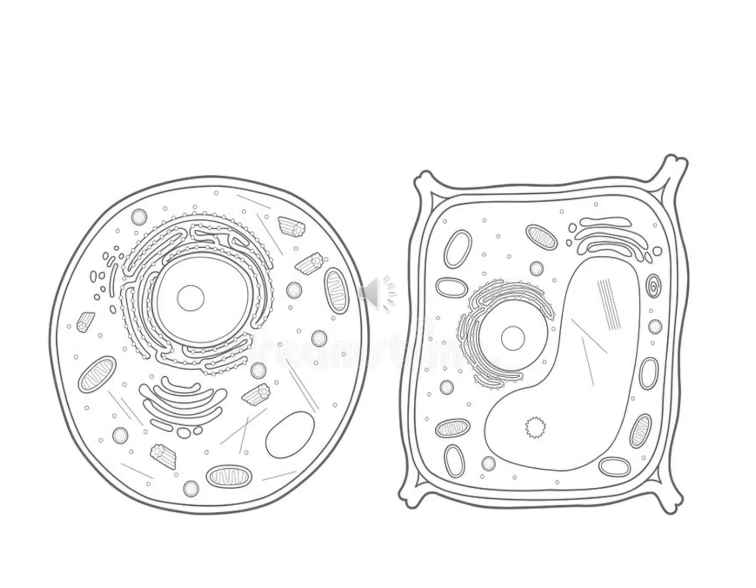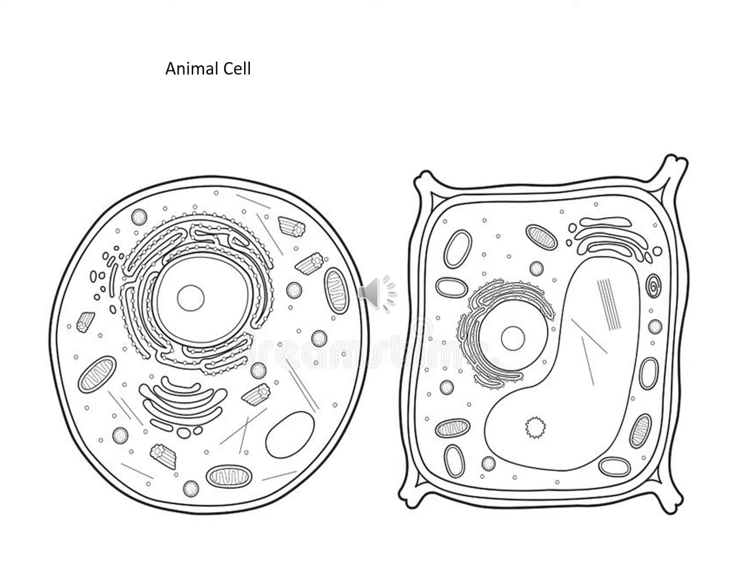Today we're going to review Module 6A. We're going to start with a discussion of cytology. Remember that cytology is the study of cells. Here we see a diagram of an animal cell and a plant cell.